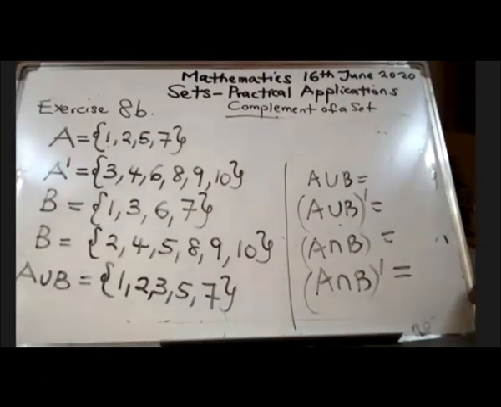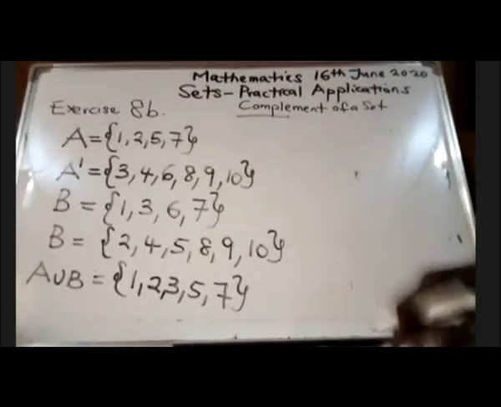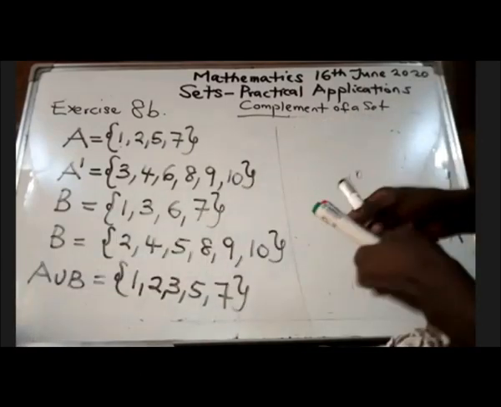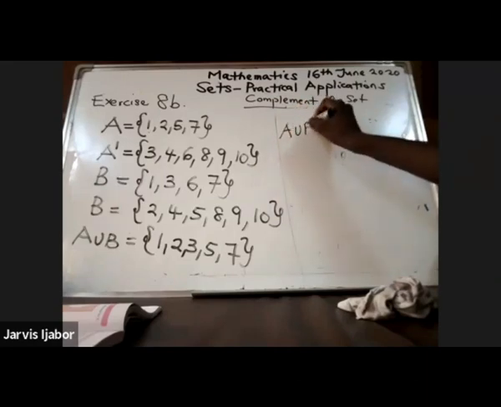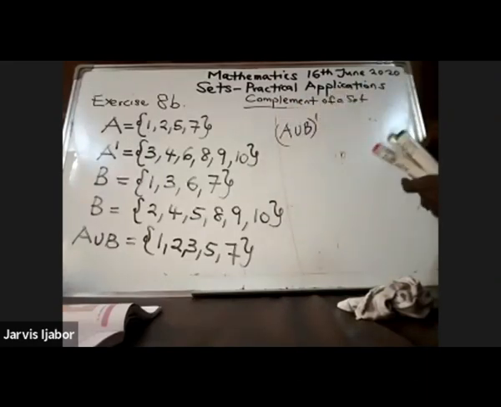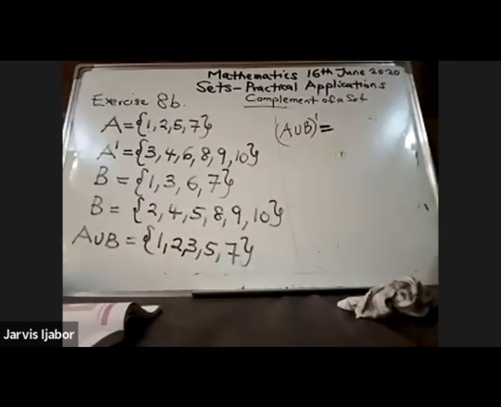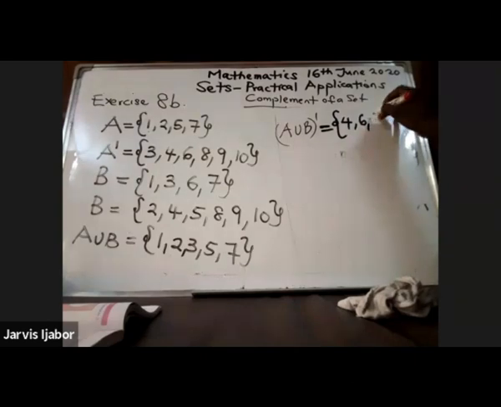So what then is A union B prime? A union B prime. What would that be? It will mean all elements that are not in A and B. So we take that. I can see 4, I can see 8, I can see 9, and I can see 10. All right.